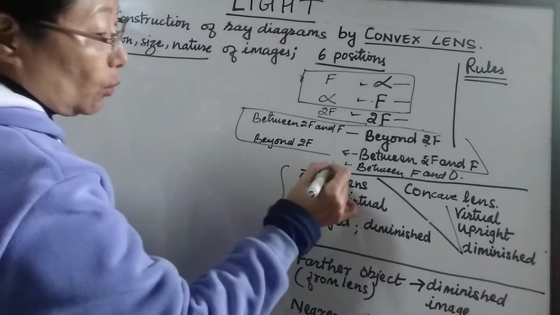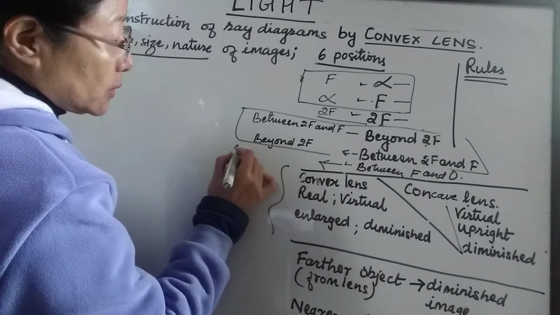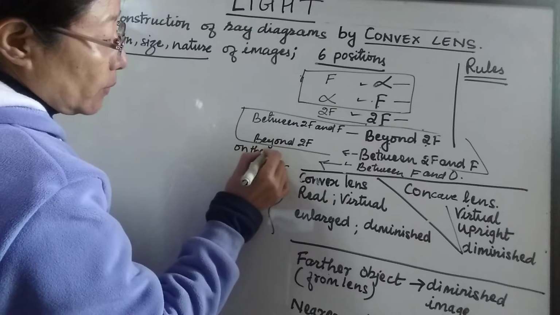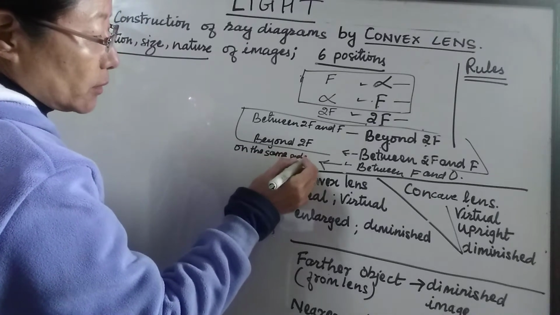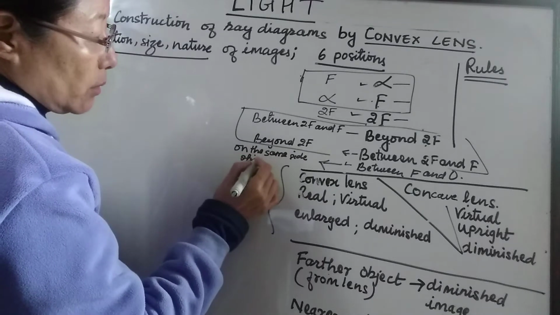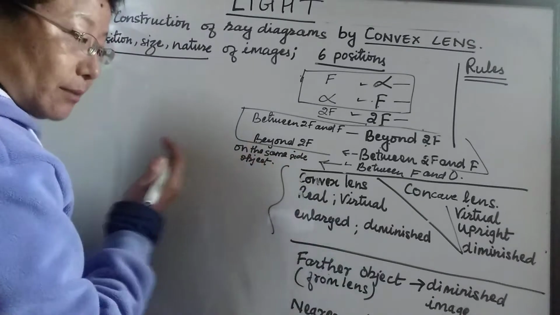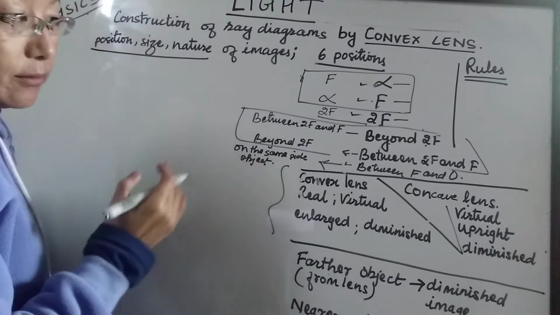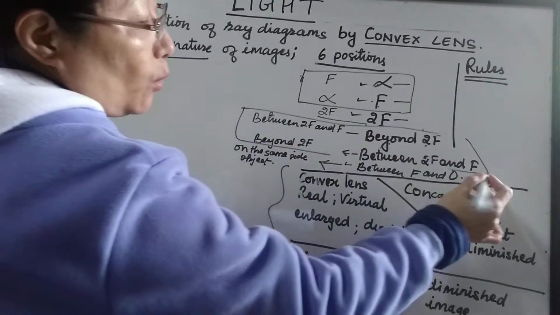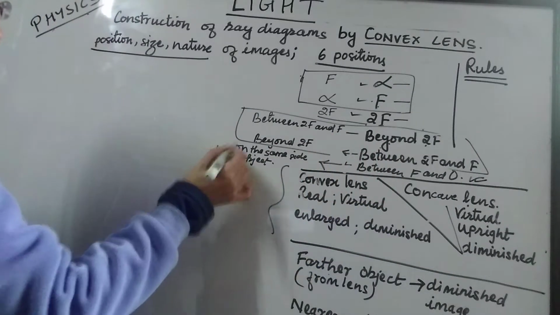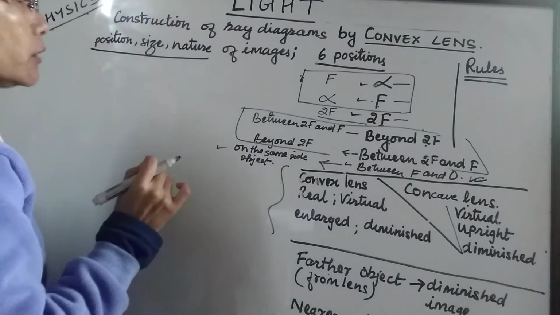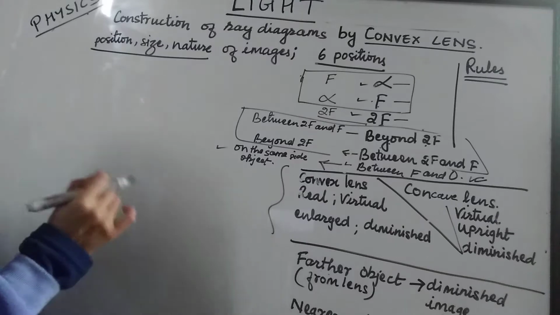Between f and O, the image will be on the same side of the lens as the object, because this is virtual. Between f and O is the special one, not like the others, so you have to remember this one. Okay, so we'll go to the construction of ray diagram.